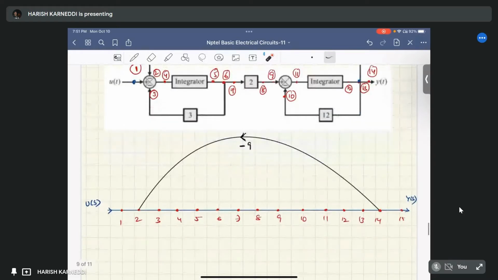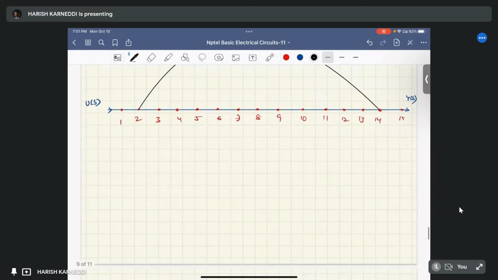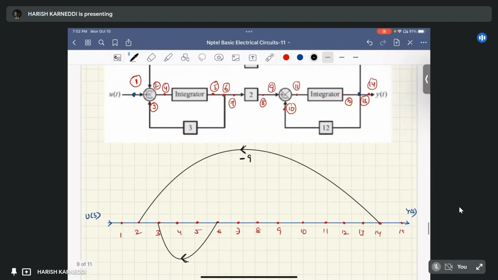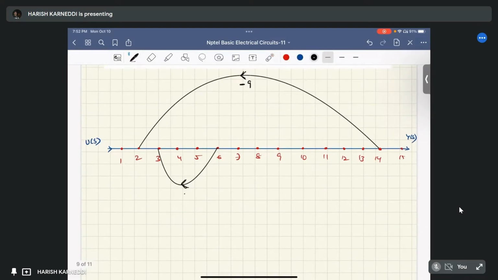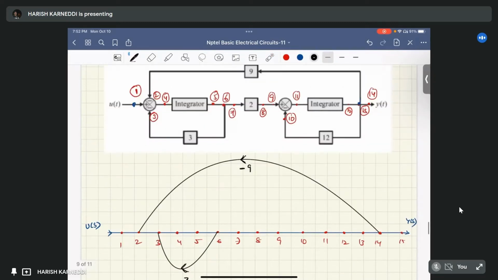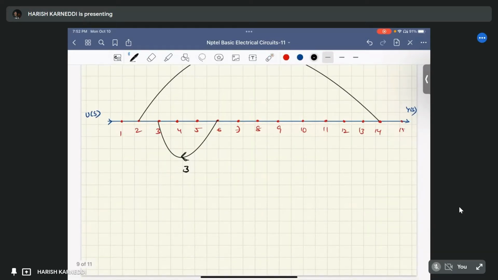Why? Because it is simply the gain of the feedback path times the sign. Next, the node 3 is connected to the sixth one. What is the gain of this path? This path gain is 3, so I am writing 3. What about the sign? Here the sign is negative, so here we need to write minus 3.